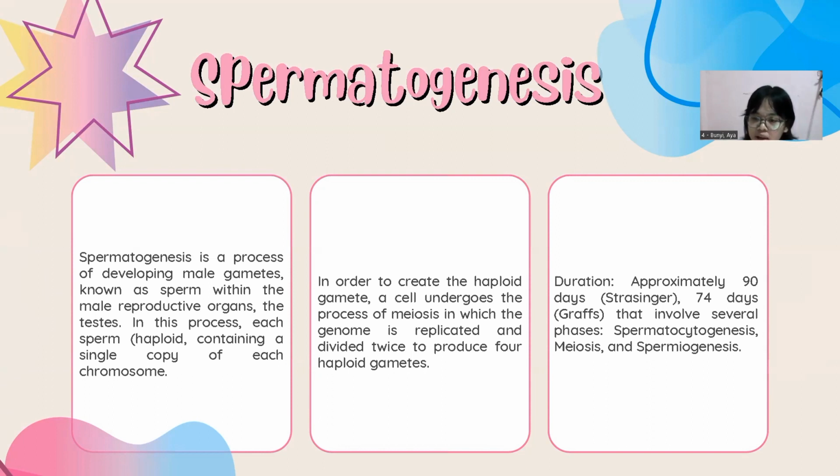And according to Graphs, it is 74 days, which involves several phases. These are spermatocytogenesis, meiosis, and spermiogenesis.